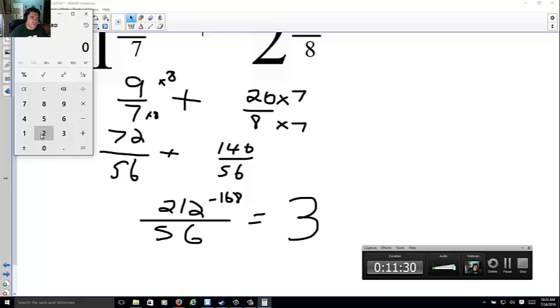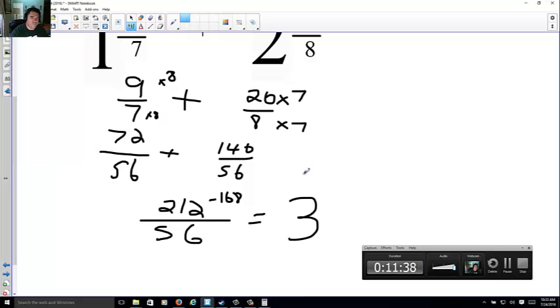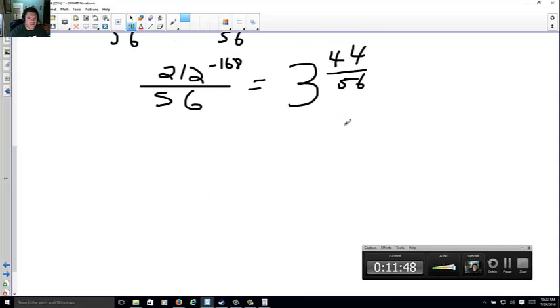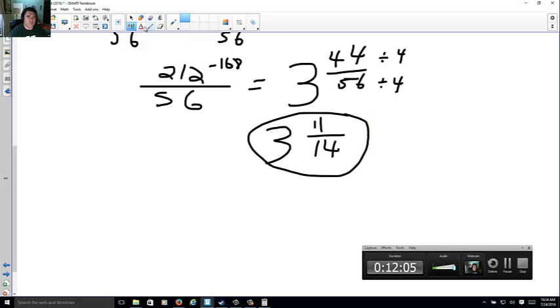Oh boy, all right, 212 minus 168. And I get 44 over 56. Now that's fine, but I know they're both even numbers, so I know I can divide by 2. At least. I know actually I can divide by 4, but if you want to go by 2 or 4, it's up to you. I'll divide by 4, divide by 4. Not the 3. 3 stays the same. 44 divided by 4 is 11, and I know that 56 divided by 4 should be 14. So my answer is 3 and 11 over 14.